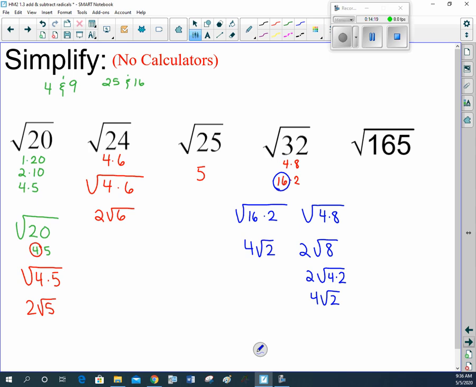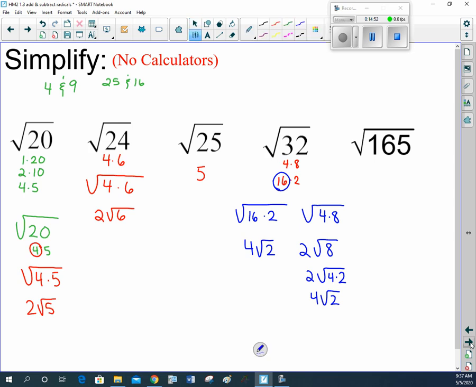Okay, 165. I said no calculators, meaning I don't want you to type in the square root of 165. If you wanted to get your calculator out to see what a factor pair of 165 is, that's okay. I'm looking at 165. I don't even know if 4 or 9 divides into that. There are those little tricky divisibility rules you might remember from 6th or 7th grade. I don't remember what they are, but I do know it ends in a 5. So 165 divided by 5 is 33.